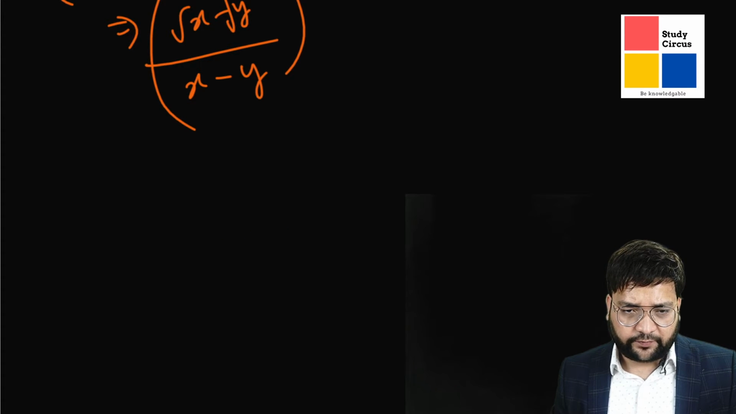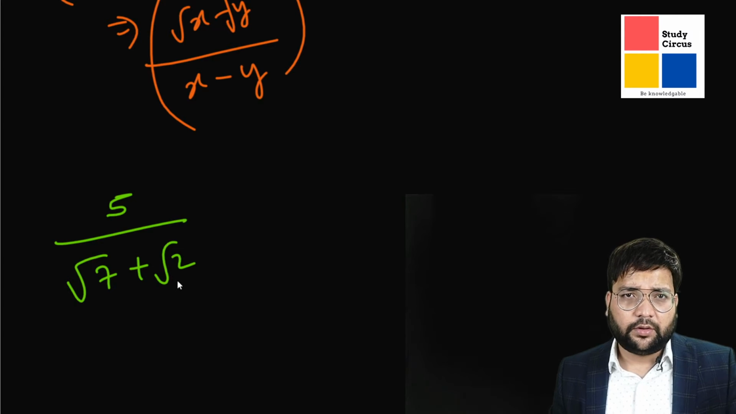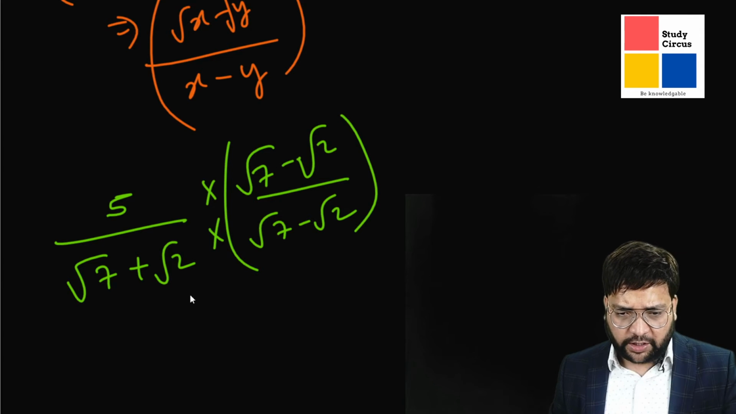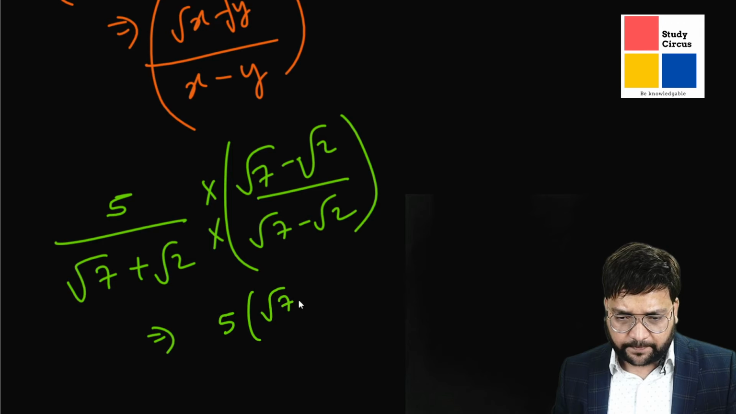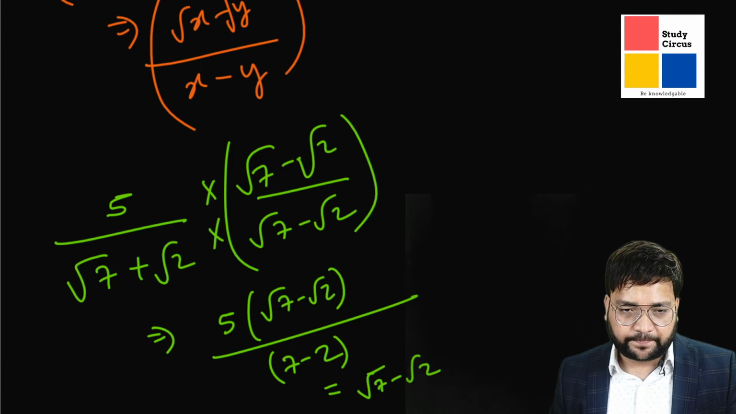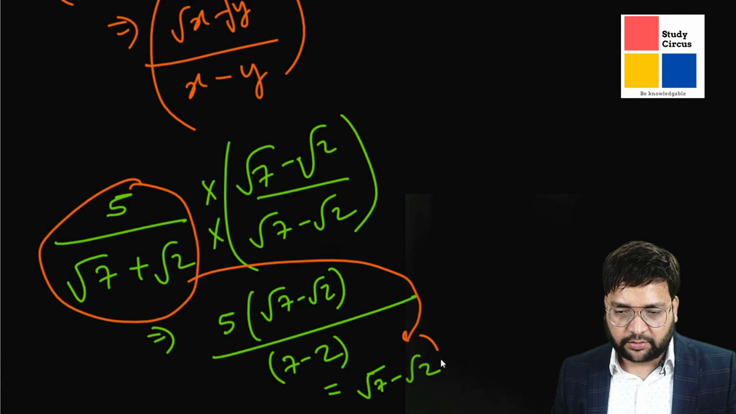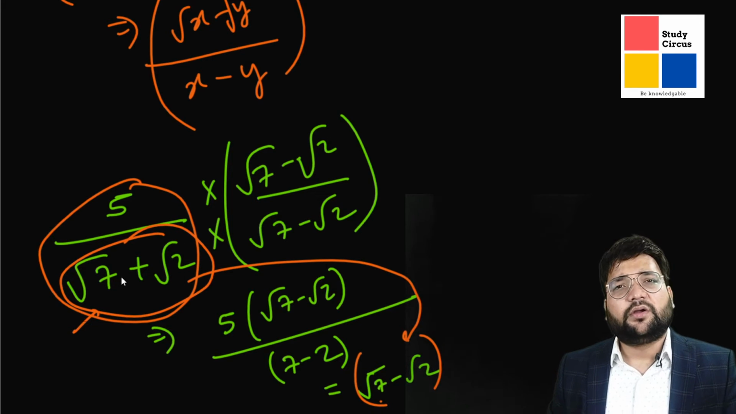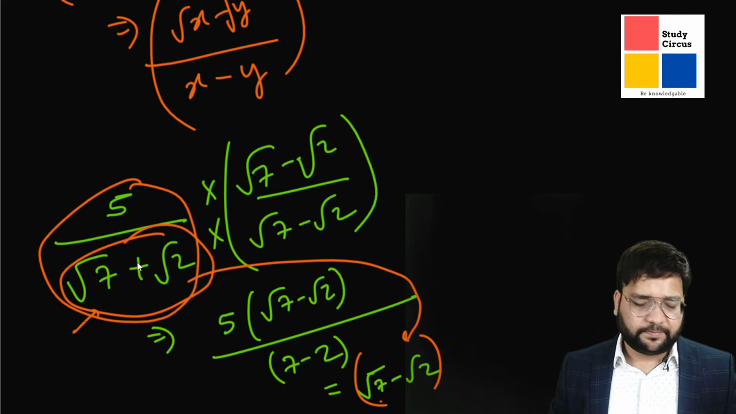Now rationalize the denominator for, let's say, 5 upon root 7 plus root 2. How to rationalize the denominator? Simple: multiply by root 7 minus root 2 upon root 7 minus root 2. The numerator becomes this, upon 7 minus 2, that is 5 only. So 5 cancels out. This is root 7 minus root 2. Now the denominator is 1. Here the denominator was an irrational number. We have rationalized the denominator. That is what we have done.